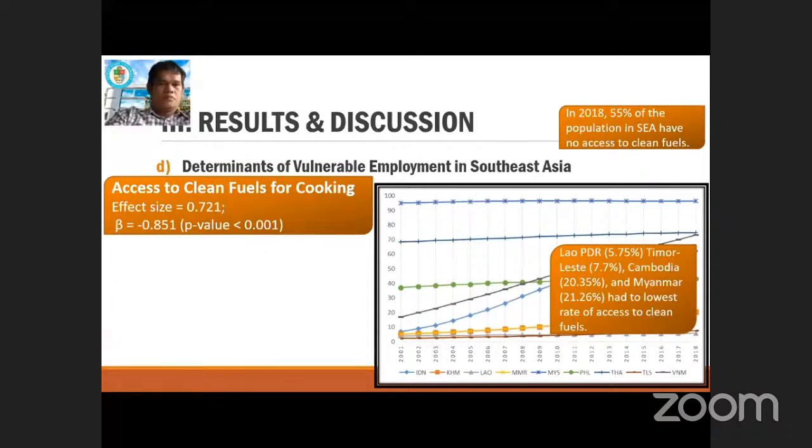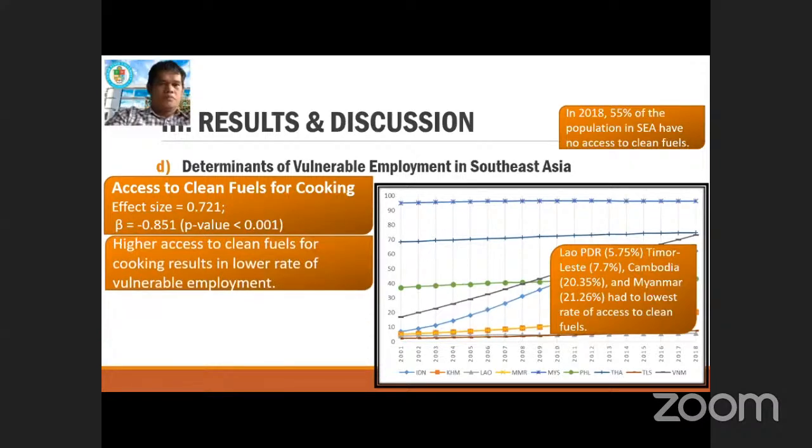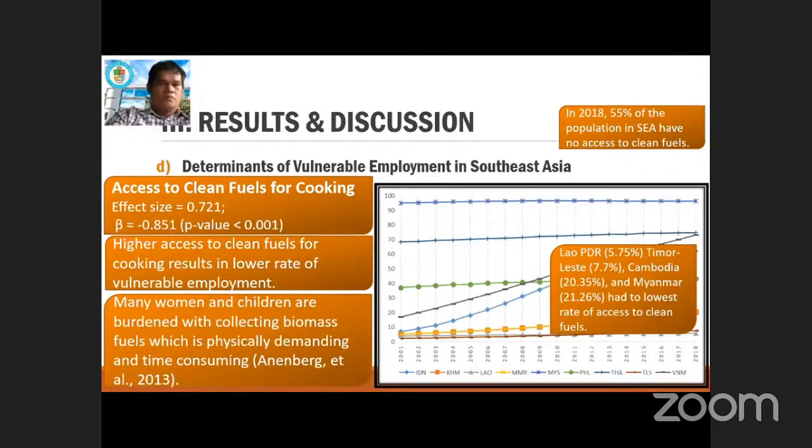As to the determinants of vulnerable employment in Southeast Asia, the percentage of the population with access to clean fuels and technologies for cooking is a strong determinant of vulnerable employment in Southeast Asia. Women and children are usually encumbered with collecting biomass fuels, which is physically demanding and time-consuming, thus preventing them from attending school or working. This means that enhancing access to modern and clean energy sources helps in reducing vulnerable employment by increasing their opportunities to participate in income-generating activities.